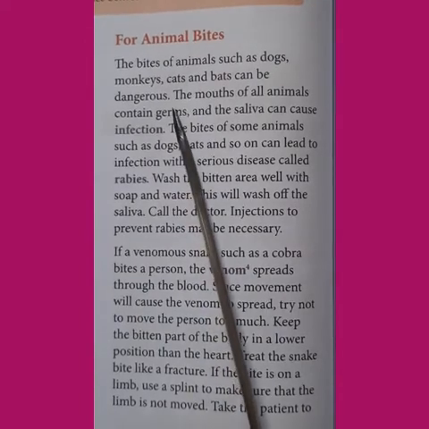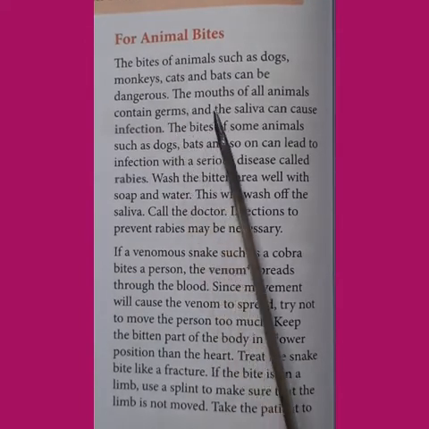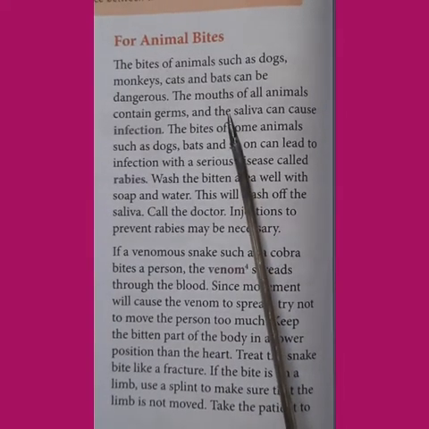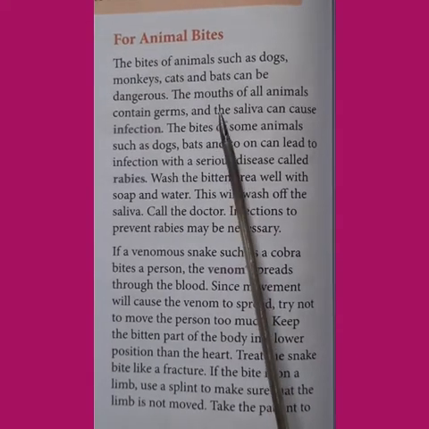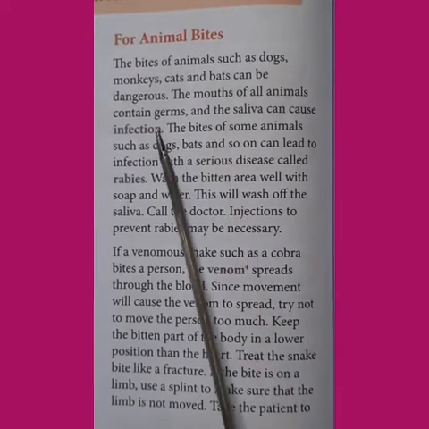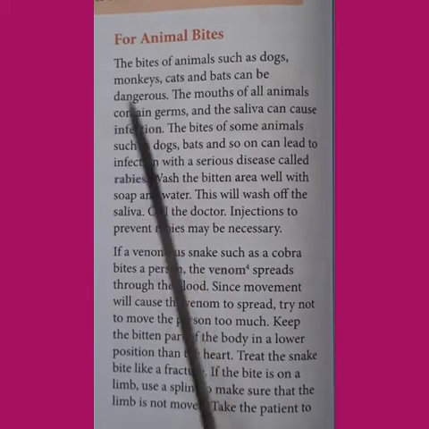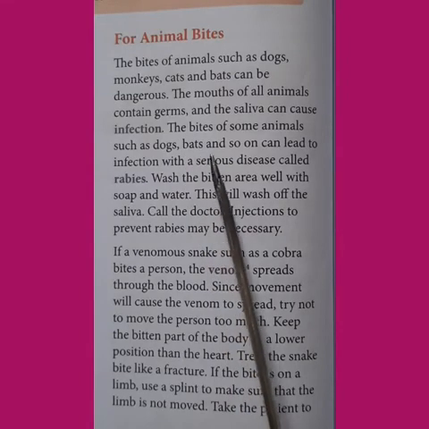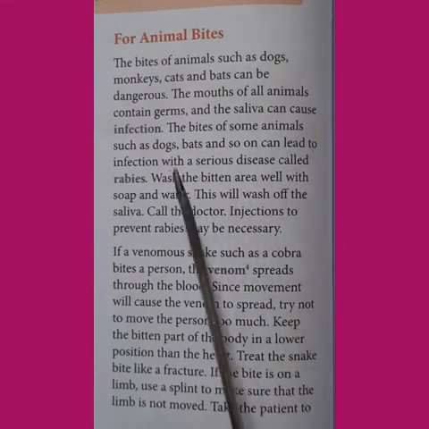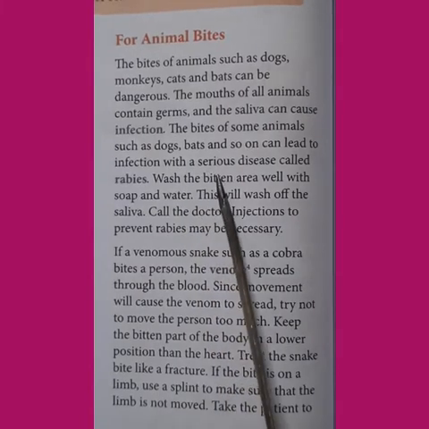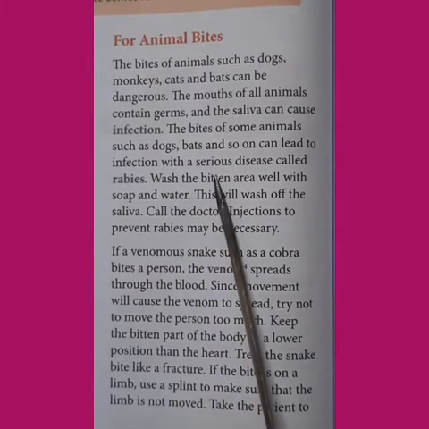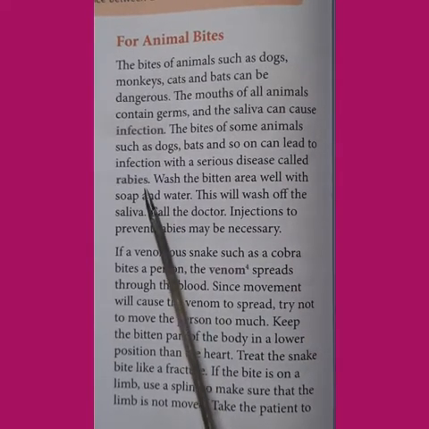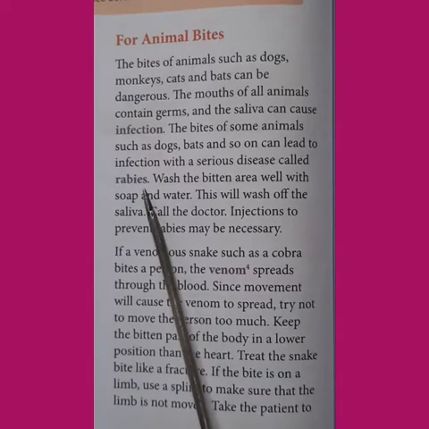The bites of animals such as dogs, monkeys, cats, and bats can be very dangerous. You know why? Because the mouth of all animals contains germs, and the liquid present inside their mouth, the saliva, can cause infection in human beings. So the bites of animals such as bats, dogs, and cats can lead to infection and may lead to a serious disease in human beings, which is called rabies. Rabies is a disease caused by the bite of animals.